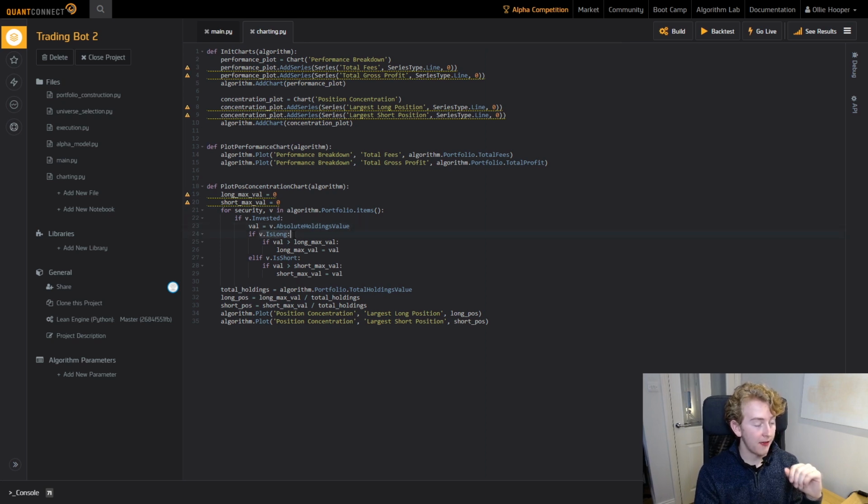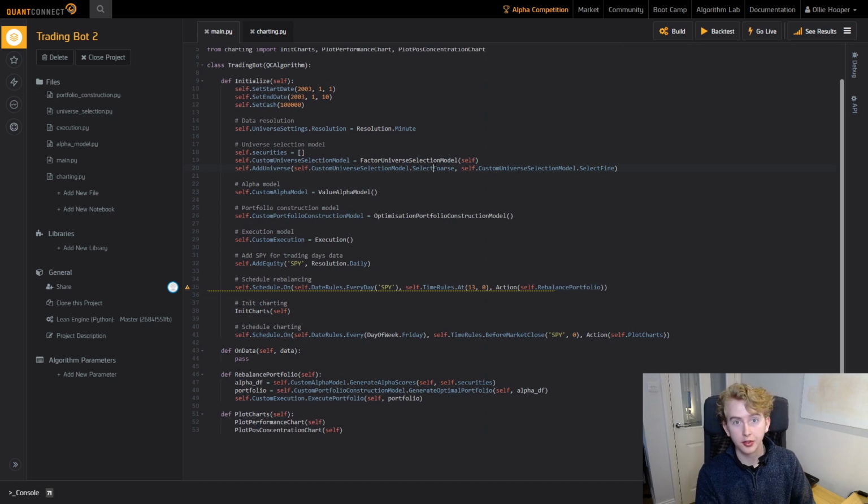So we say if it's long, so this V here is the equity holding object, and this is where you can check whether they're invested, their absolute holding values, and whether you're long or short it. And so we basically loop through and we do a simple, if it's greater than our long max value, then we make it our long max value. Just a simple find the biggest. So we do that for our long and our short. We then divide that by our total holdings value to get the weights, as you can see here. And then we just plot those two. Cool. So that's pretty much what it is to charting.